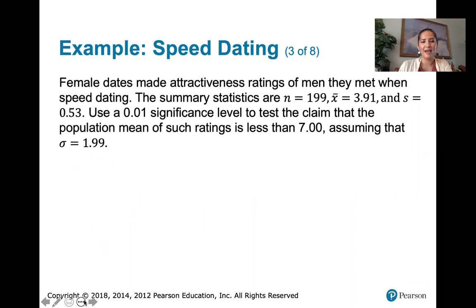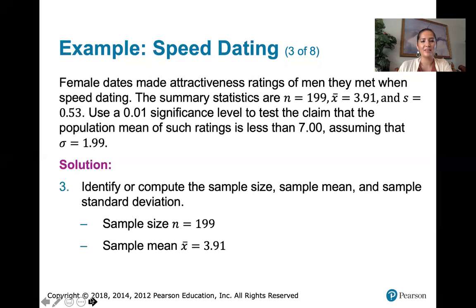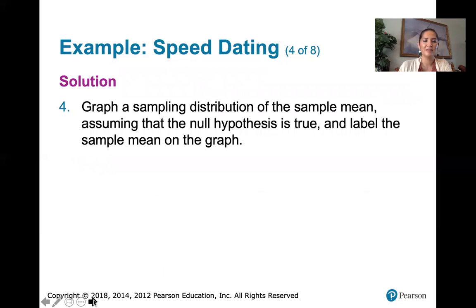Okay. After you've got your null and alternative hypotheses, you want to identify all the important information that will allow you to compute the test statistic. So we need to identify the sample size, the sample mean, and sample standard deviation. And actually, they're all listed for us right there. So n is equal to 199, the sample mean is 3.91, and the sample standard deviation turns out to be 0.53.